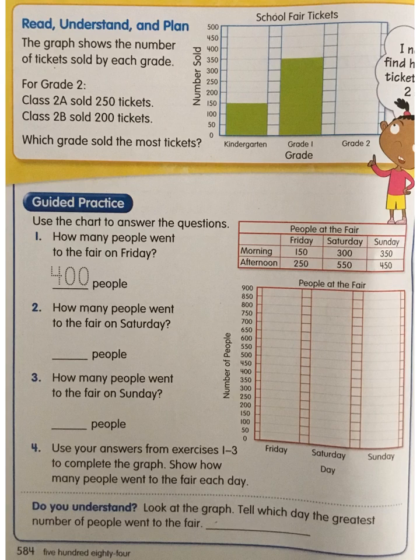Okay, you're going to use the chart to answer the questions, but before we use the chart, we have to fill it in. So the people at the fair data goes into this chart right here. So we're going to look at the morning on Friday and the afternoon on Friday. And we're going to have to add those together.